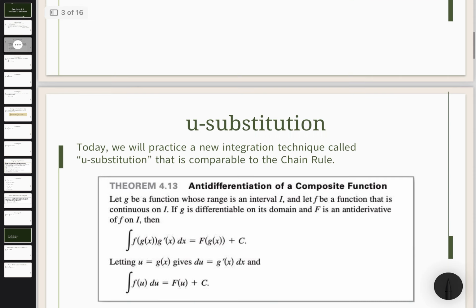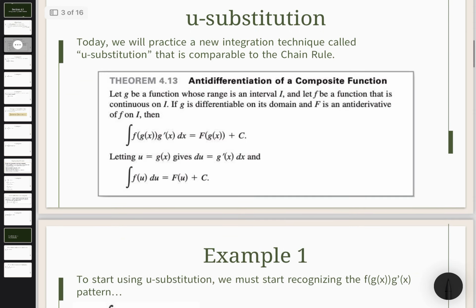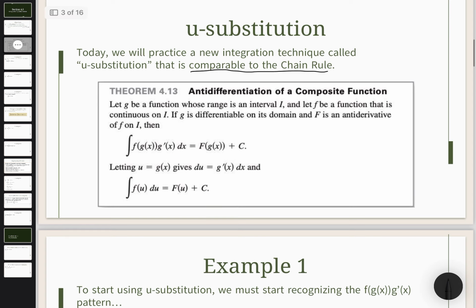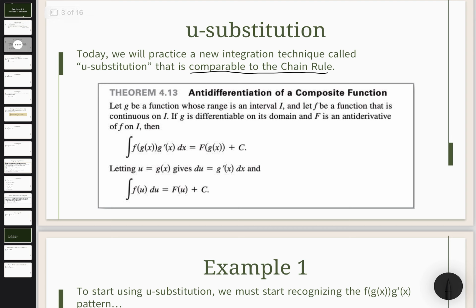So here's our definition of U substitution. We're going to be practicing this technique, and it's honestly kind of similar to the chain rule in a way. Okay, so anti-differentiation of a composite function. Let G be a function whose range is in the interval I. Let F be a function that's continuous. If G is differentiable and if F is an antiderivative, so differentiable there, right, we've kind of talked about this a little bit. Am I able to find an antiderivative? It's related to continuity, but it's am I able to find an antiderivative?